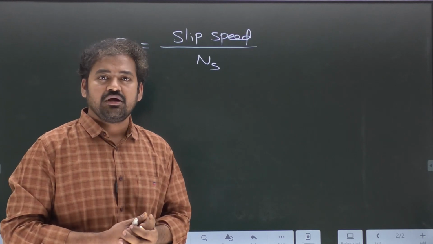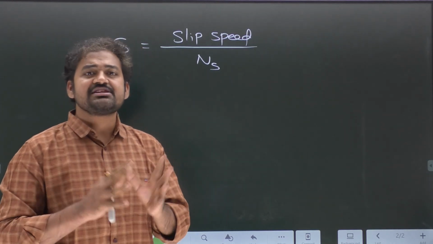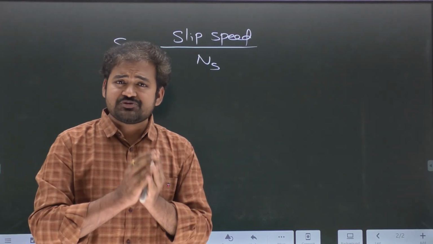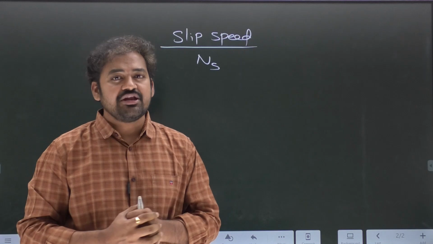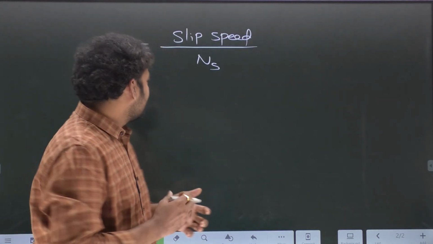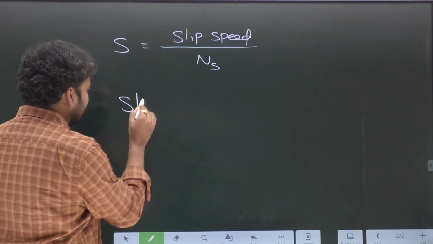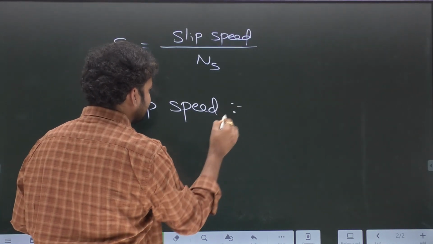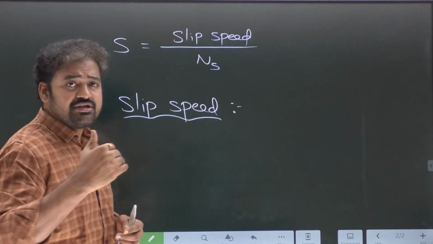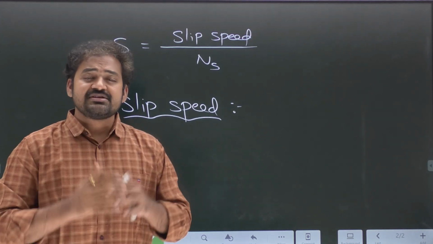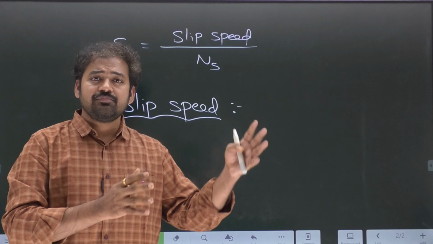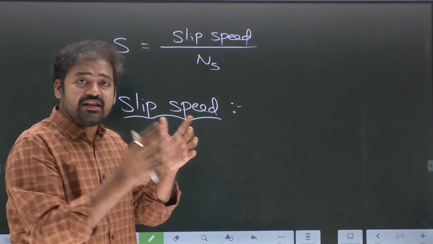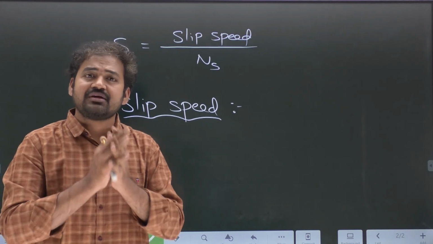That's all. Now what exactly do we mean by slip speed? This is what we need to understand here. If you understand slip speed properly, you can answer any question. To understand slip speed, I am going to consider two cases. First, when the motor is excited from the stator side, and second, when the motor is excited from the rotor side. I am not going into detail of slip speed. I will give you a brief introduction so that you can answer any question.